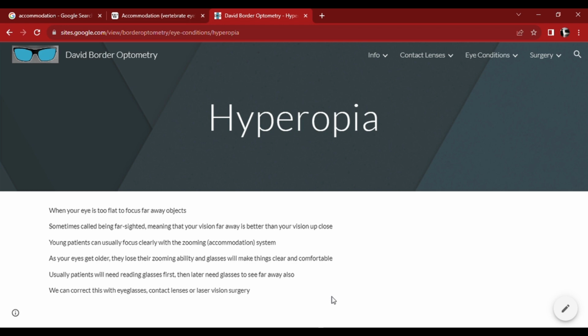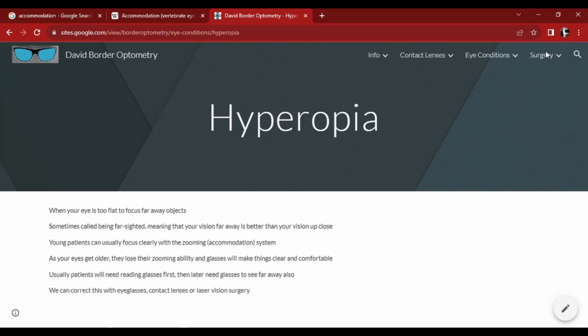So farsightedness is when your eye is too flat to focus far away objects. Sometimes called being farsighted, meaning that your vision far away is better than your vision up close. That's usually true. Young patients can usually focus clearly with the accommodation system. As the eyes age, they lose that ability. Usually patients will need reading glasses, then later need other glasses. We can correct hyperopia with glasses, contacts, or laser vision surgery. Now that is basically the outline of what I'm going to talk about in this video.